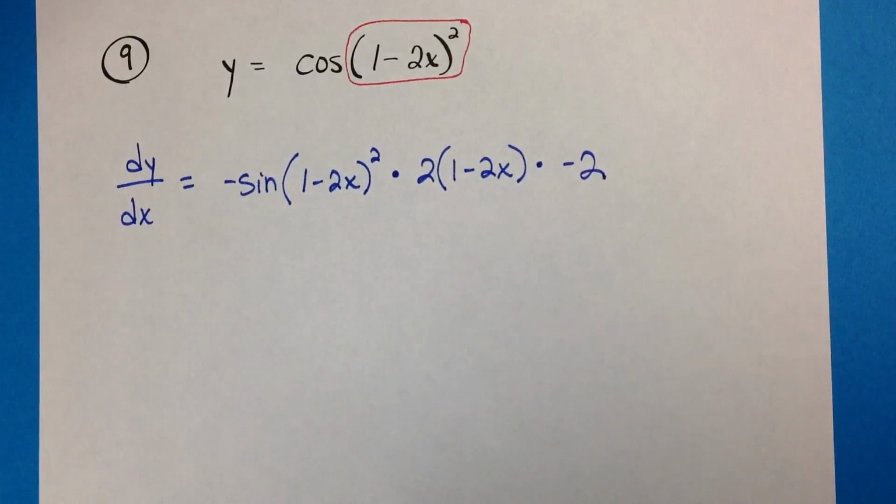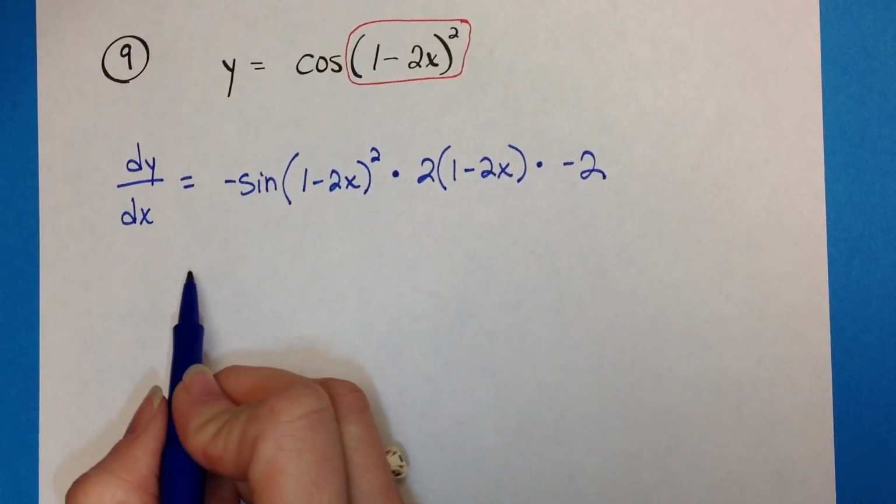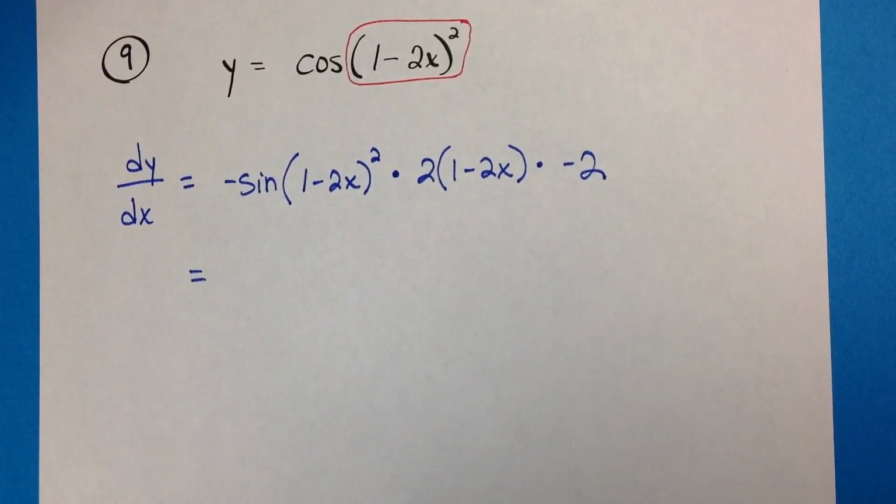So you have to use chain rule multiple times. It's not always just two functions where you have an inside and an outside. You always have that outside function, but then within your inside function, you may even have another inside function. Alright, so just simplifying this up a little bit.